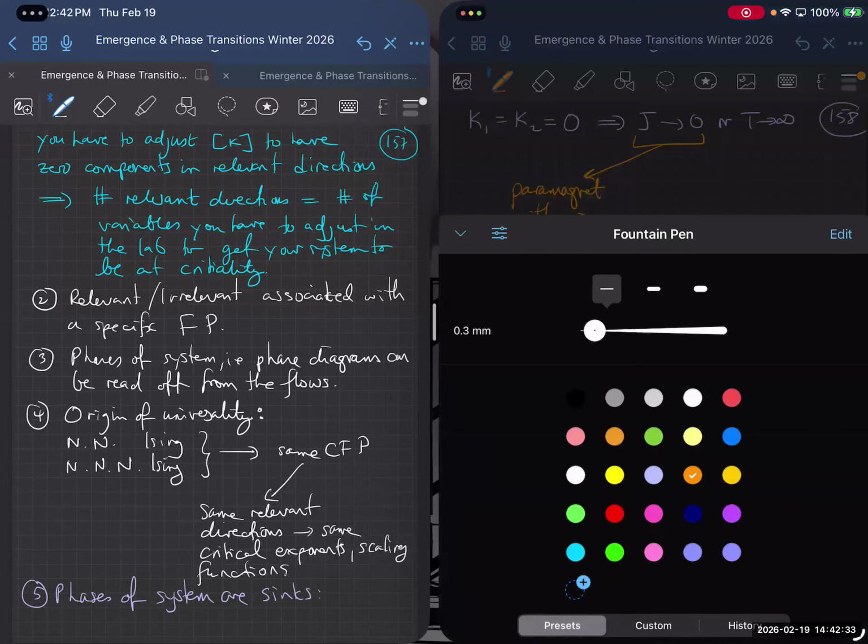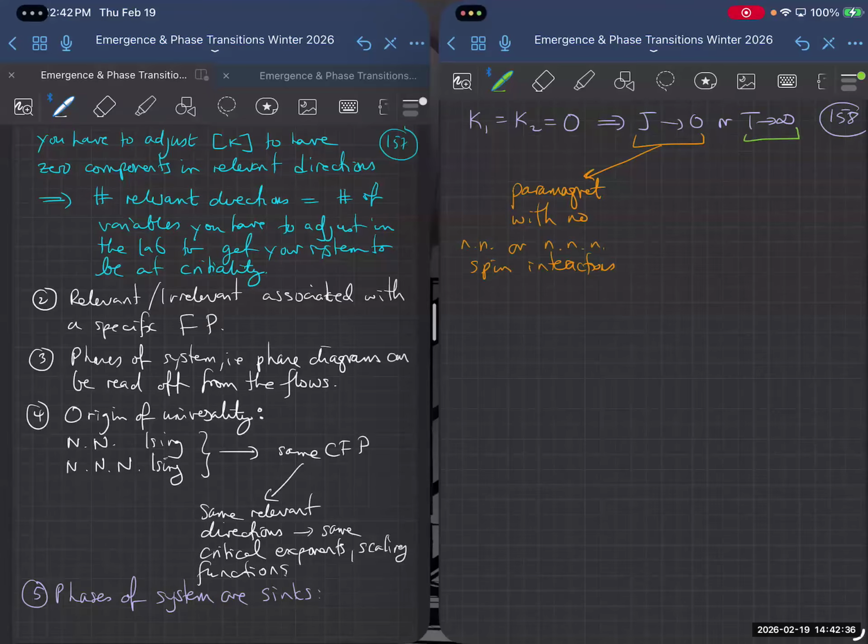And if I think about the other interpretation, T going to infinity, that basically means that entropy is more important than energy, because F is equal to U minus TS, and therefore the entropic fluctuations beat the ordering.